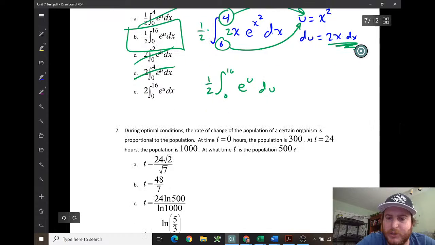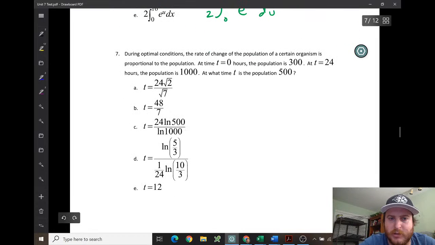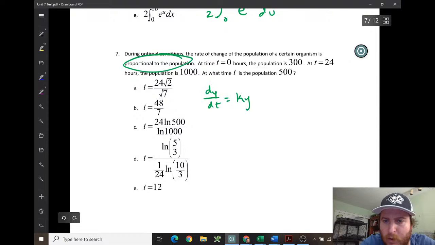All right, next up is 7. 7 was probably the hardest question on this multiple choice. For 7, they said during optimal conditions, the rate of change of the population of a certain organism is proportional to the population. When you're proportional to itself, that is dy/dt equals ky, which gives the equation y equals y naught e to the kt. So we can use that as our equation.